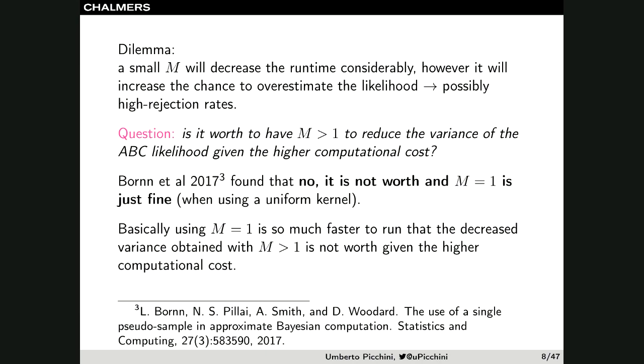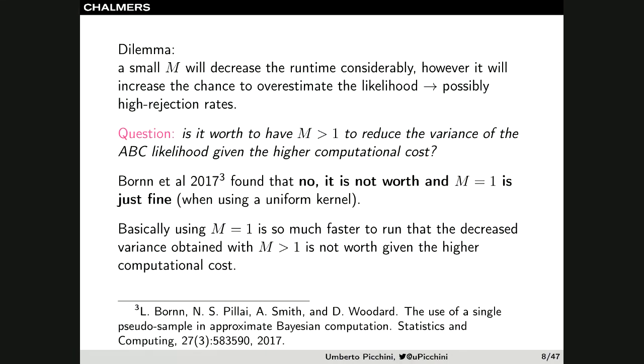So there has been a study which focuses on using a uniform kernel that says that basically no, it's not really worth investing computational effort in making m large, and basically keeping m equal to 1 is fine. Essentially, the motivation is, let's just run a very long chain, to compensate for the high autocorrelation. It doesn't seem to be worth increasing m, because m equal to 1 is so much faster. We can just run longer chains.